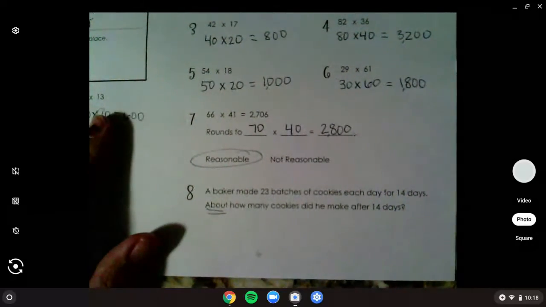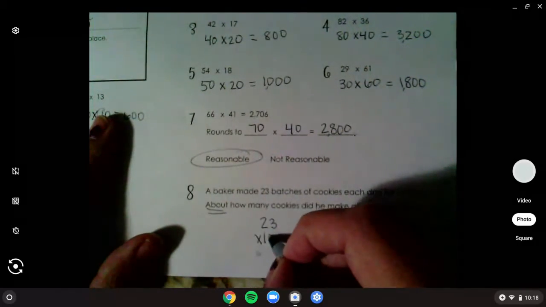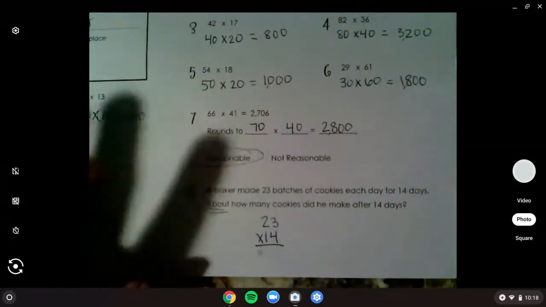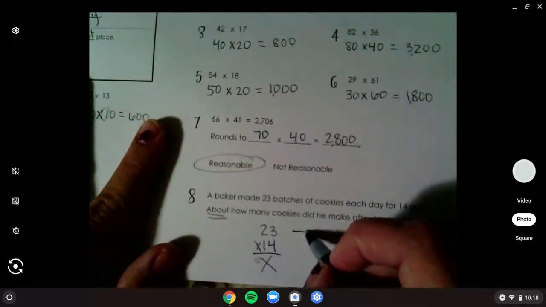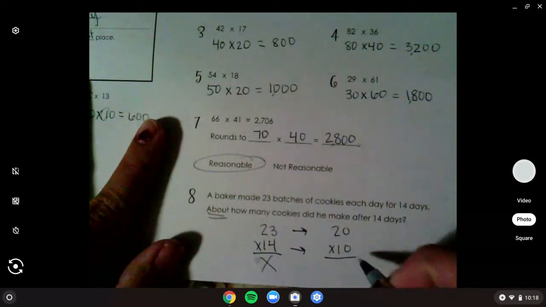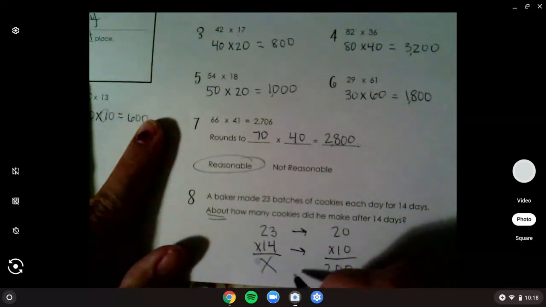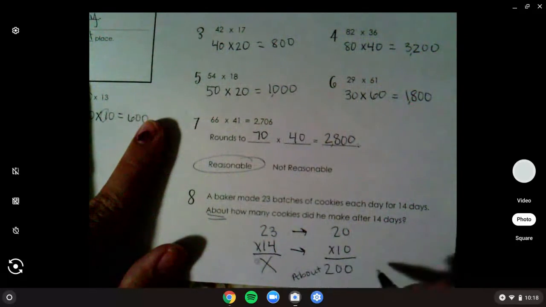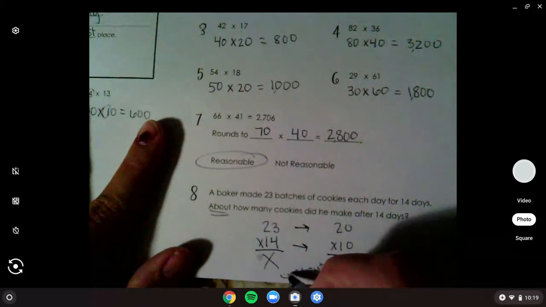Number 8. You should have found that the baker makes 23 batches of cookies and he does it 14 days. So we're going to multiply those. But we don't need the real answer because it said about how many. Remember that from over here? About how many? So then I'm going to round both of these factors to 20 times 10. And 2 times 1 would get me 2 and add 2 zeros. And we need a label, about 200 cookies. You definitely need cookies. About is an extra bonus. Make that look more like a smile.